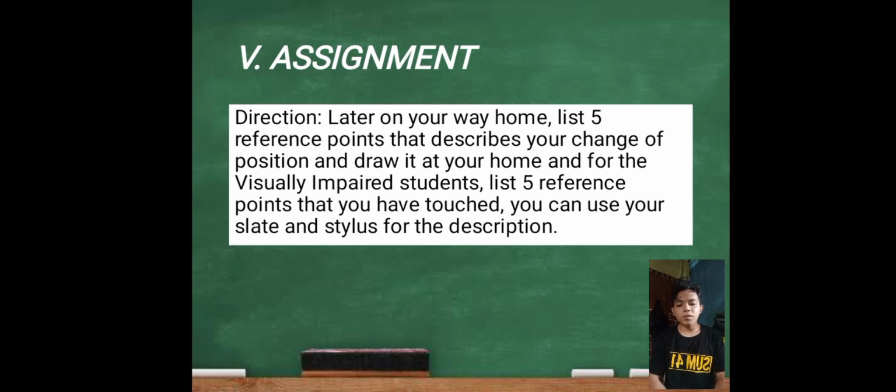The direction: later on your way home, list 5 reference points that describe your change of position and draw it at your home. And for the visually impaired students, list 5 reference points that you have touched. You can use your slate and stylus for the description.